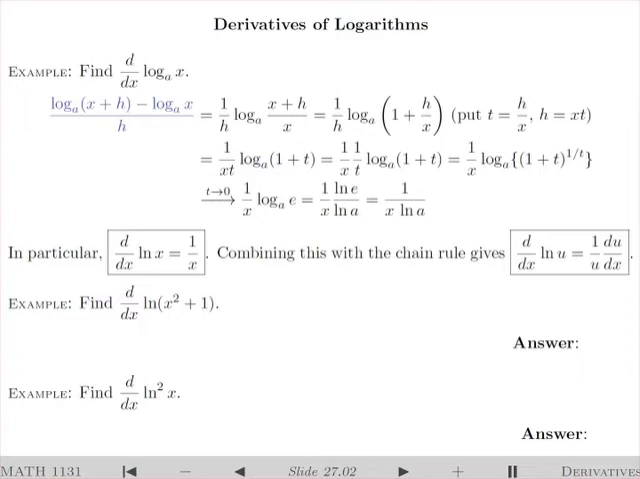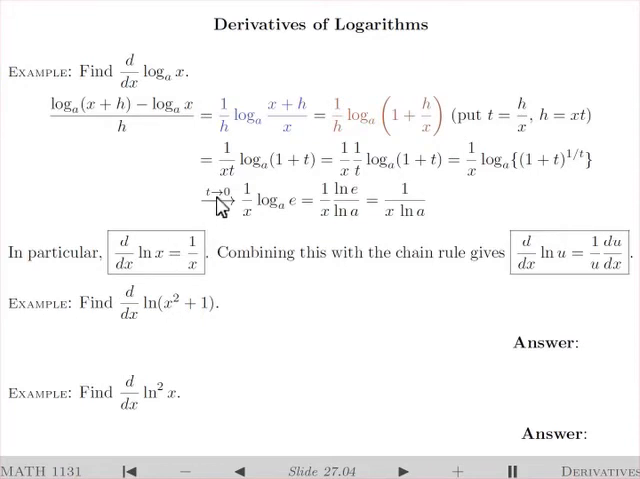Logarithms have the property that the difference of logarithms is the logarithm of the quotient. So the numerator, log base a of x plus h minus log base a of x, is log base a of x plus h over x, and I will write divide by h as multiply by 1 over h. Then distribute the x in the denominator of x plus h over x. That gives me 1 over h log base a of 1 plus h over x. I can take 1 over h inside, and I will have log base a of 1 plus h over x to the power 1 over h.